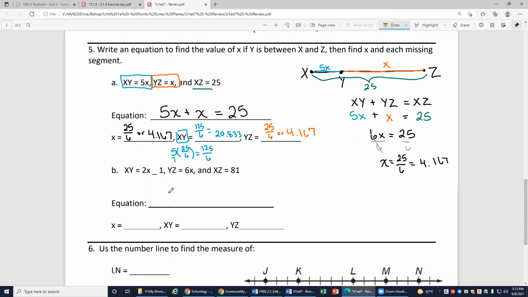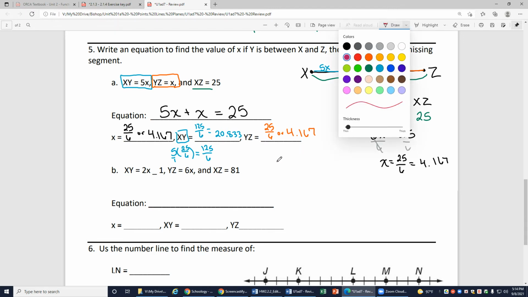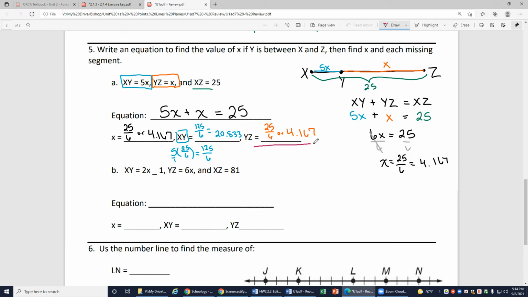All right, here's another one. Weird, my minus symbol got real low there. 2x minus 1, 6x, and xz. Let's see if I can make myself some room here. Kind of barricade these off. Tell the difference between these two problems.